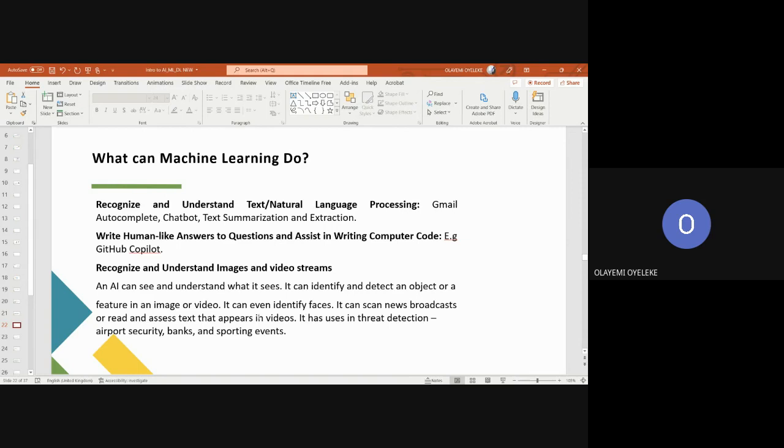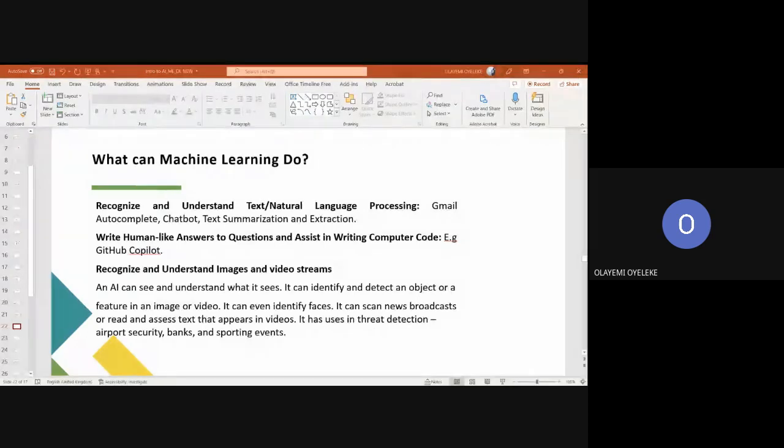Then they can also recognize and understand images and video streams. So an AI can see and understand what it sees. Image recognition can identify and detect an object or a feature in an image or video. It can even identify faces, that is facial recognition. So all these are what machine learning can do. It can scan news broadcasts, it can read text that appears in videos. It can be used for threat detection. So machine learning can do all this.